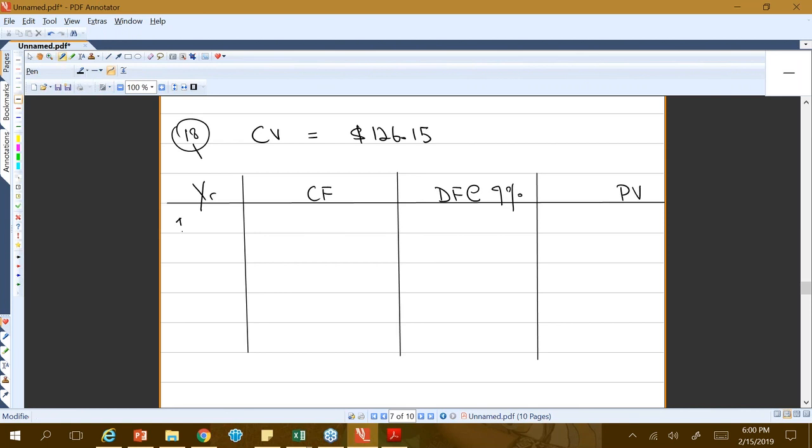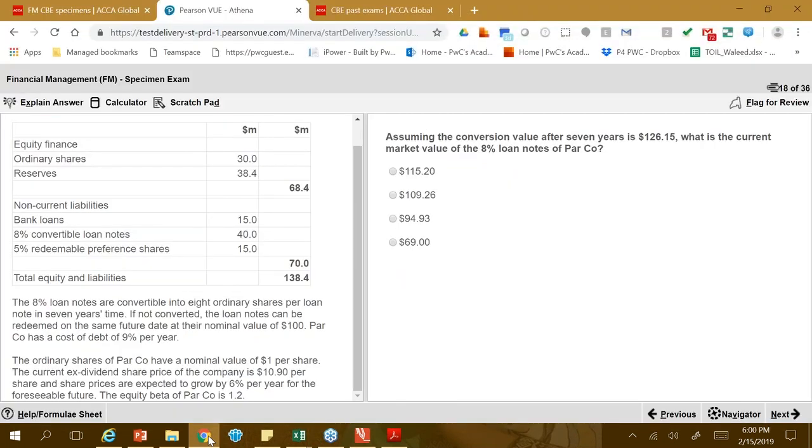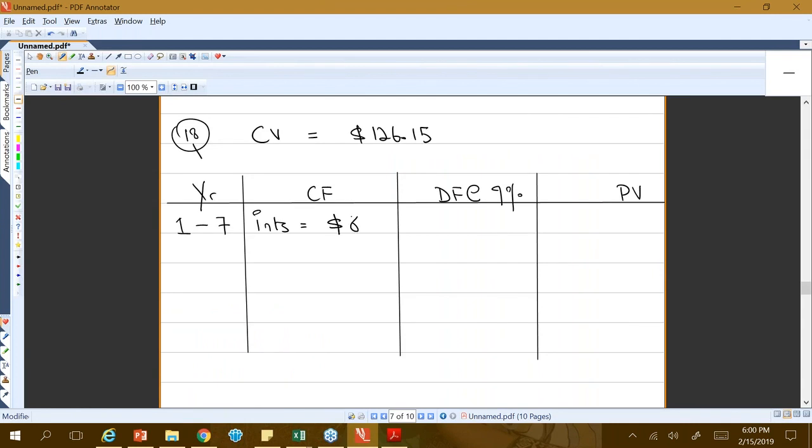The timing of this debt was from 1 to 7. For years 1 to 7, you've got the interest. What was the coupon on the convertibles? Yes, the coupon here was 8%. That means $8, because we apply the coupon on the par value, and the par value is always 100. The interest is $8.